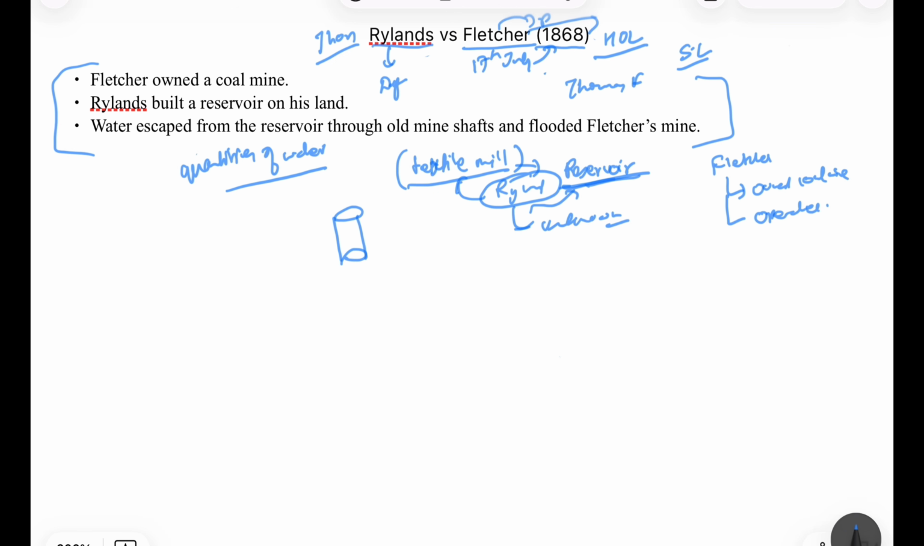These were connected to the adjacent land, Fletcher's coal mines. So what happened is that after filling the reservoir, water escaped through these abandoned shafts and flooded Fletcher's mines. Because of this, Fletcher's mines were damaged. There was a huge financial loss. Machinery also got damaged, and because of that, he faced a huge loss. So he approached the court.